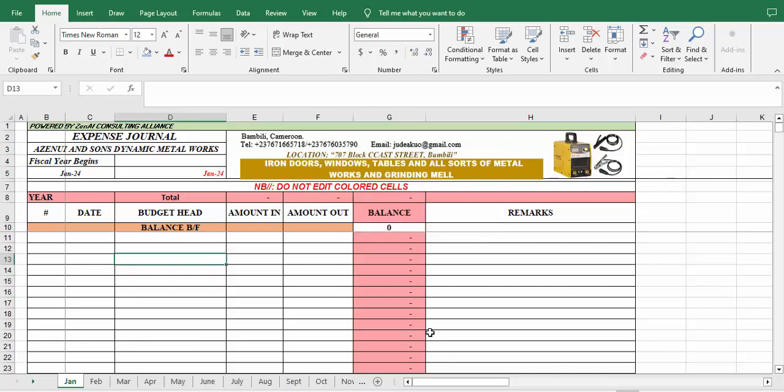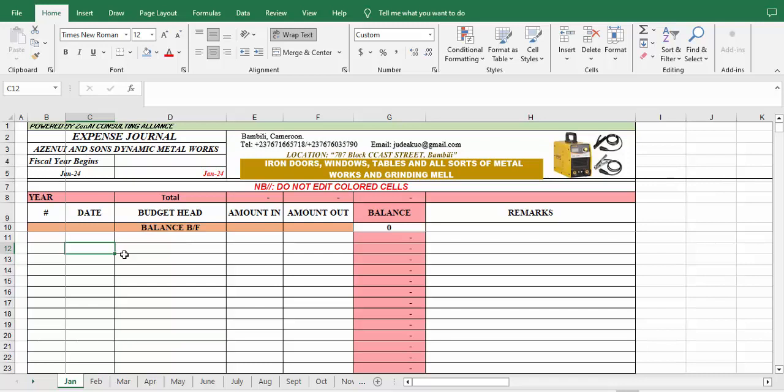Okay, let's talk about the expenditure journal. The expenditure journal is where you record all the expenses that you make for the business. Okay, so like usual we have the date. We have the date where you're carrying the expenditure. Now the expenditure journal has both an in and out column.